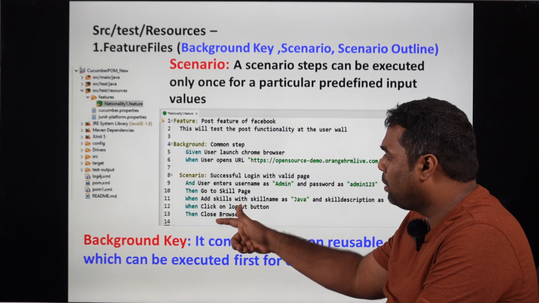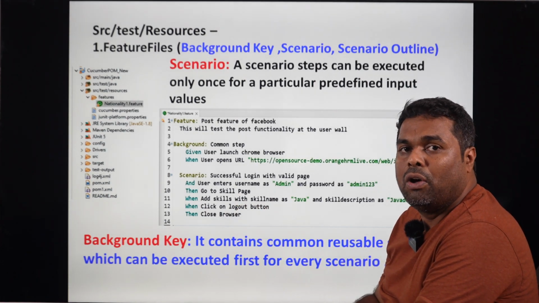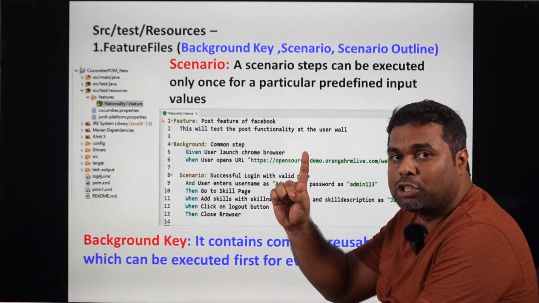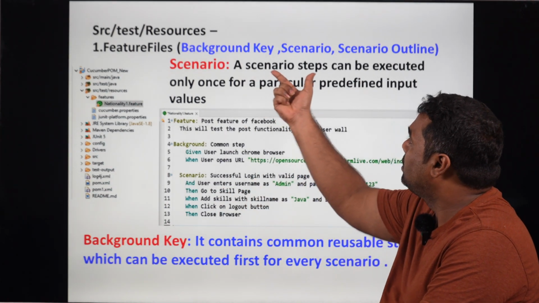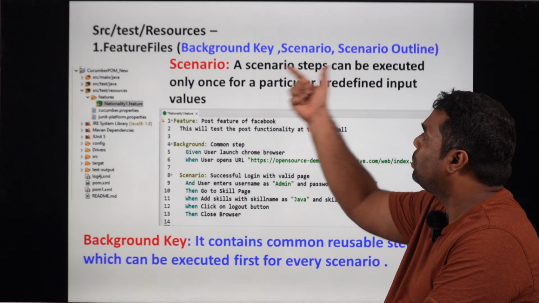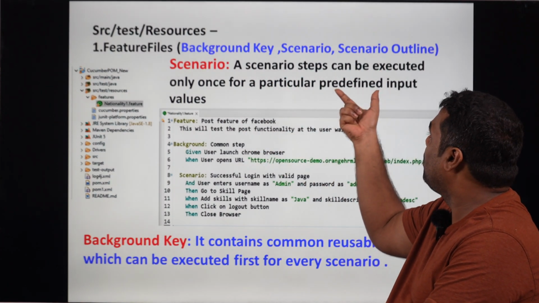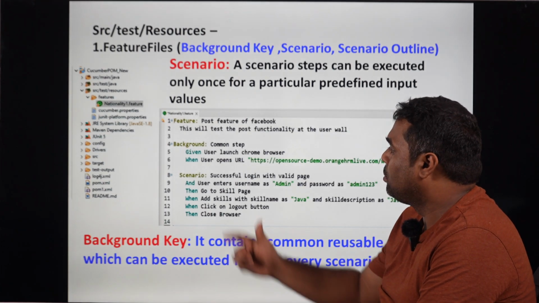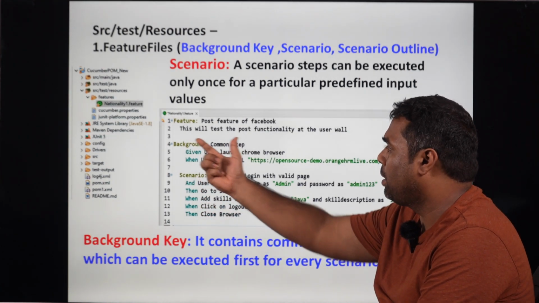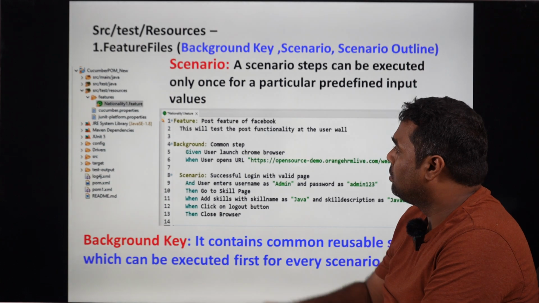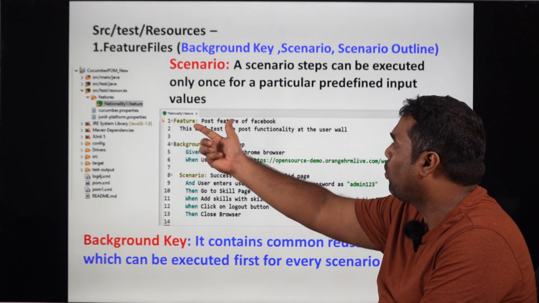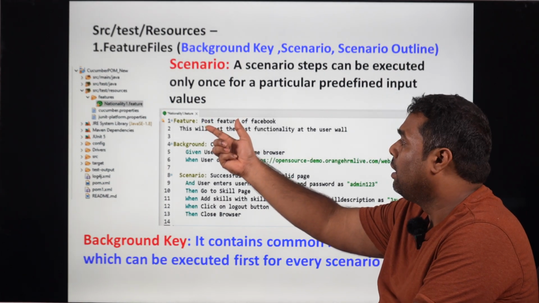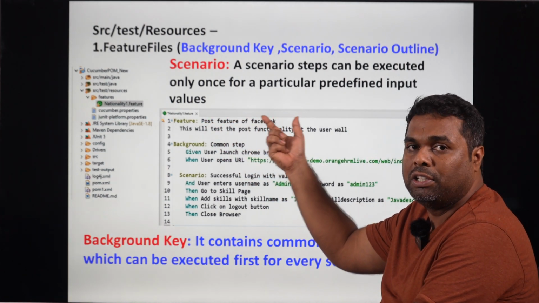The set of steps is executed for a particular set of input values, which means all these steps can be executed only once. So, a scenario's steps can be executed only once for particular predefined input values. Generally, a scenario follows the background section. Here we are writing the feature. What is the objective of the feature? Here we need to write: create a nationality record in the Orange HRM application.